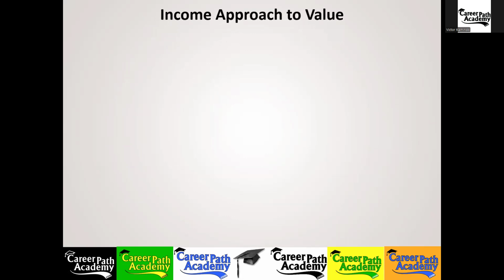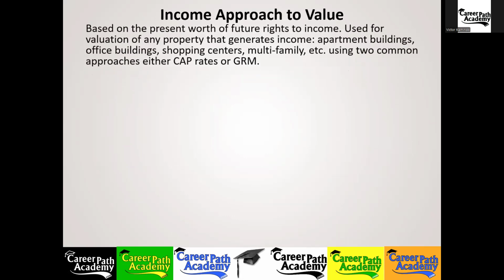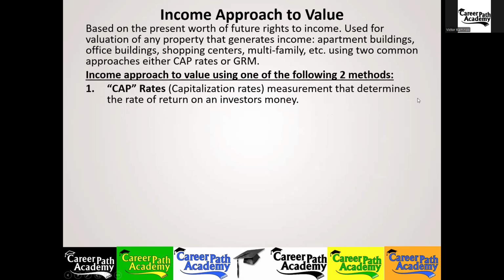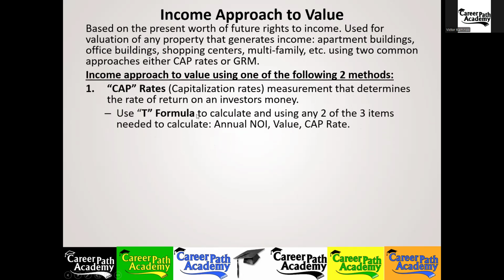All right, so the income approach to value is based on the present worth of future rights to income, used for valuation of any property that generates income. And we're going to use either cap rates or the GRM. We also have the GIM, but we're going to use the GRM. Cap rates, capitalization rates, are a measurement that determines the rate of return on an investor's money using the T formula. In order to calculate it, you'll need any two of the three numbers: the annual net operating income, the value, or the cap rate.